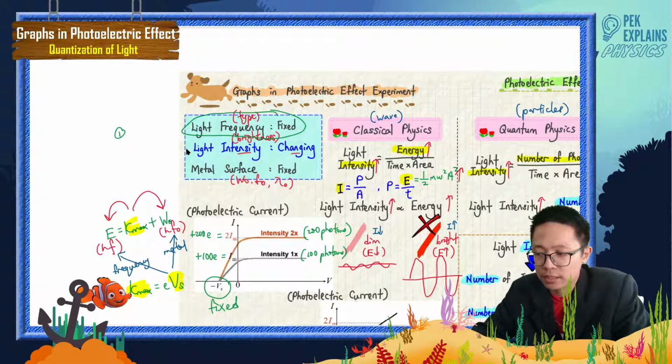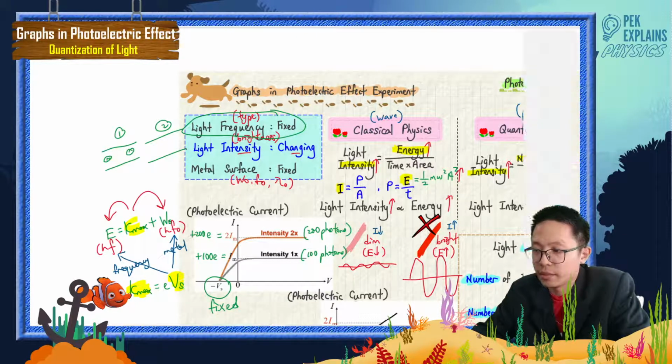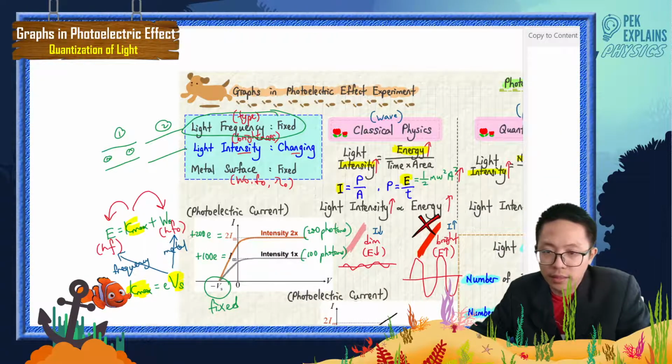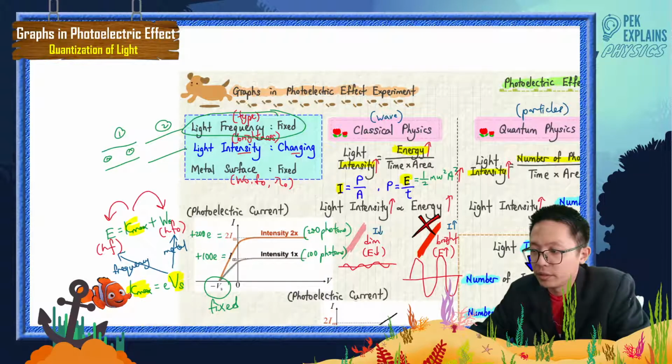Maybe the first case is very dim light. That means it has very few photons, a less amount of photons. And in the second case we use a higher intensity. This one has low intensity. High intensity means more photons. More photons, high intensity.